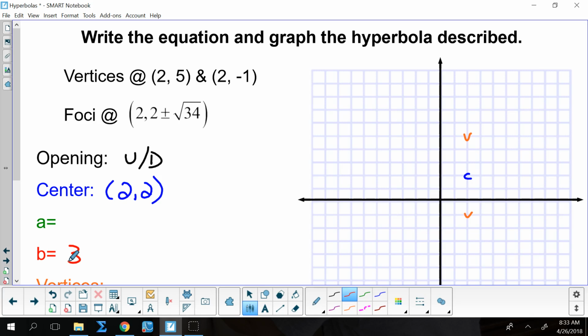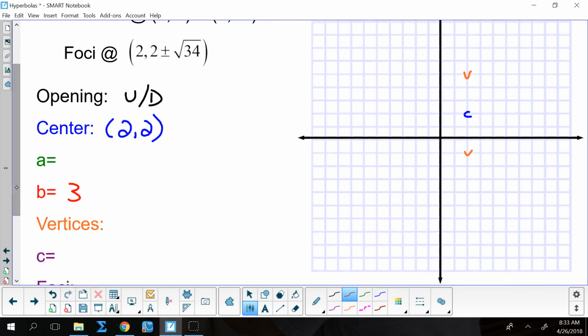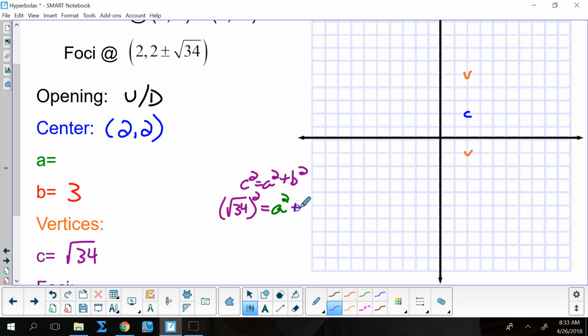The foci gave me the fact that C then is the square root of 34. So if I've got C squared equals A squared plus B squared, that's the square root of 34 squared equals A squared plus 9. So that's 34 equals A squared plus 9. That gives me 25 is equal to A squared. So A is 5.